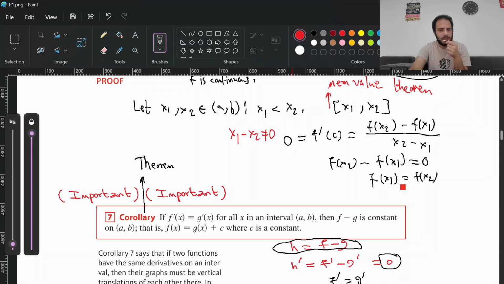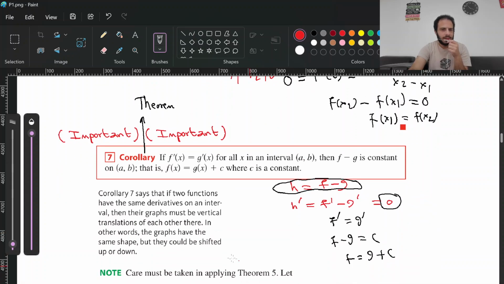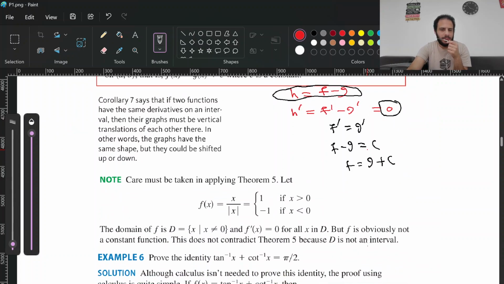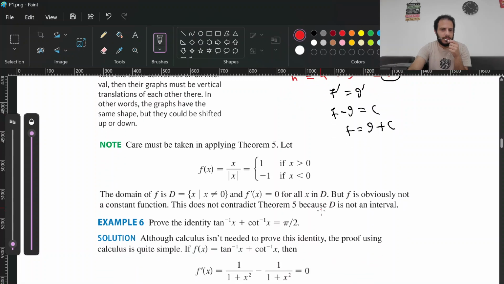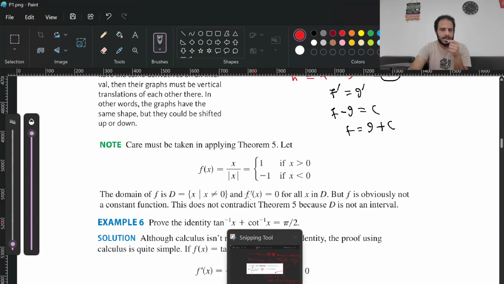The corollary is also very much important. It's the same idea. If f prime equals g prime for all x in an open interval, then f minus g is constant on the open interval. That is, f of x equals g of x plus c, where c is a constant. The same idea. You make the function h equals f minus g. Then the derivative of h is 0 because f prime equals g prime. You get f minus g equals c from the last theorem. So f equals g plus c, okay? Now here you have an important example. Let's explain this.